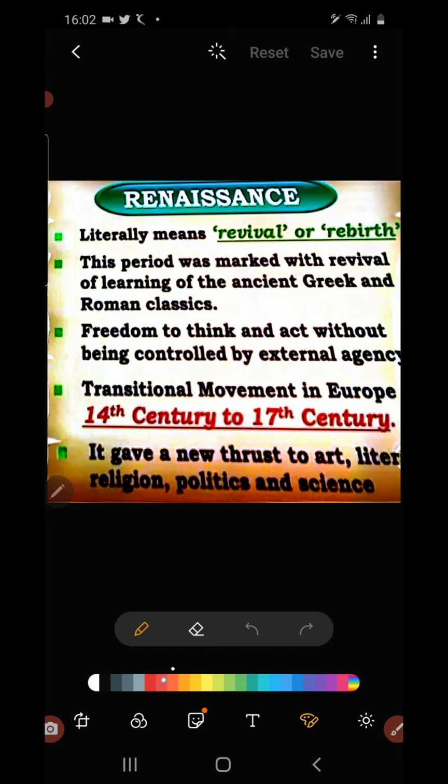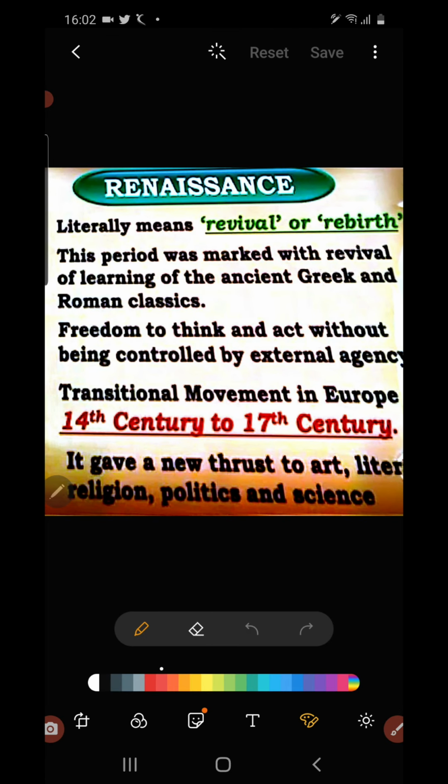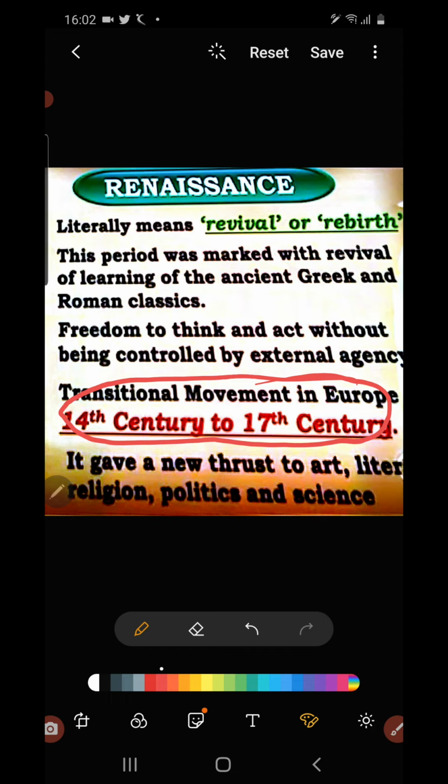So in which century did the Renaissance take place? The transitional movement which took place in Europe in all the realms, in every field of life of Europe from 14th century to 17th century can be called the Renaissance.